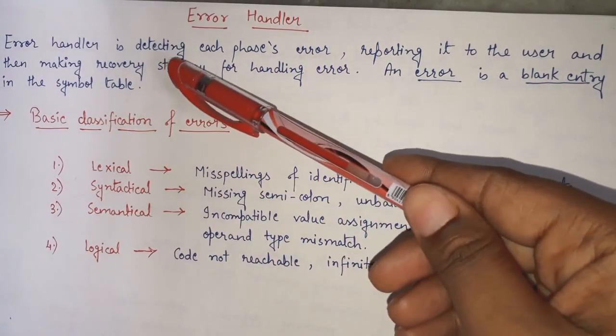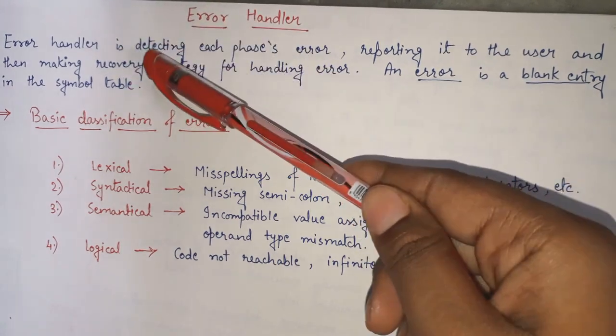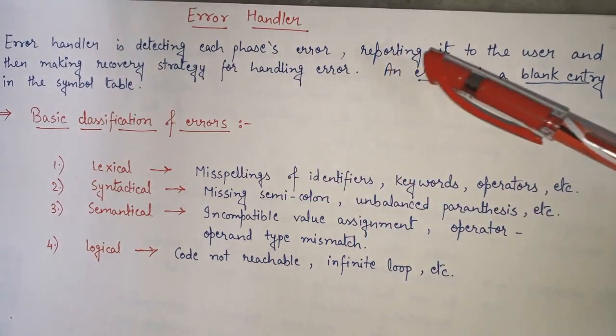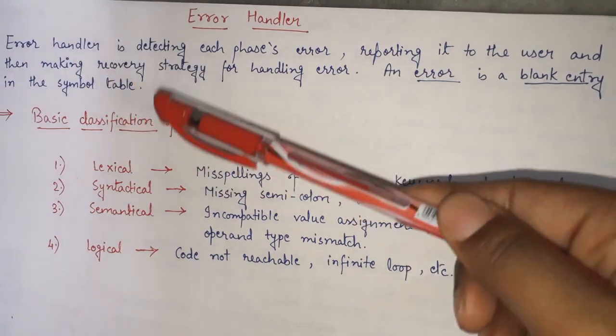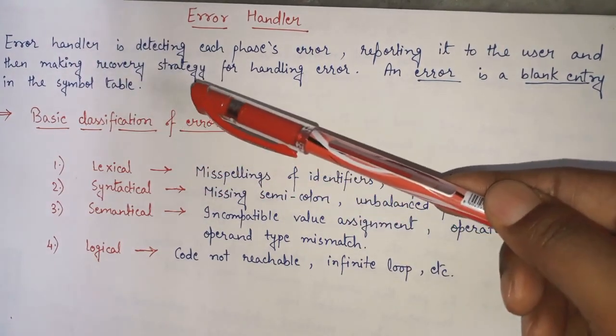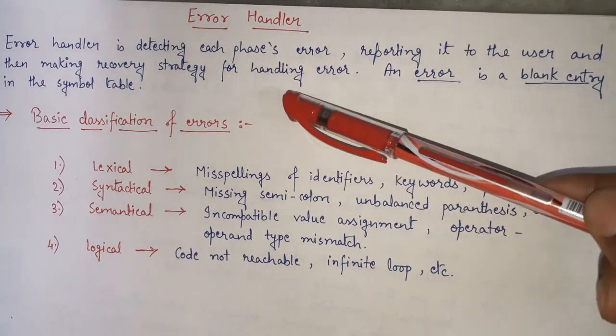So error handler is detecting, first of all, if there is any error, it is detecting that error, it is reporting that error to the user, and at last it is making the recovery strategy also, whatever is needed for handling that particular error. So this is all about error handler.